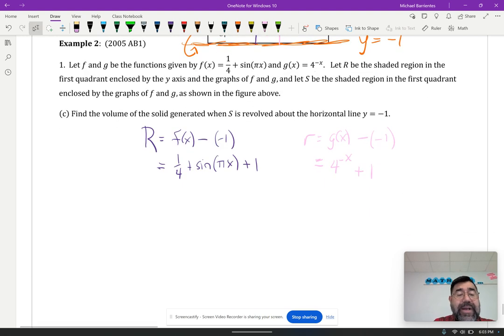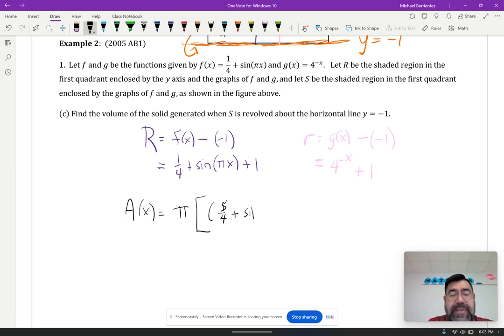Awesome. Now I can write my area function. My area function is pi times, now remember, I'm doing two circles, but they both have pi, so I'm just going to factor it out. Pi of, let's go ahead and add these two and say 5/4 plus sine of pi x squared minus the little r squared, 4 to the negative x plus 1 quantity squared. If I distribute this pi, I'll have pi big R squared minus pi little r squared.